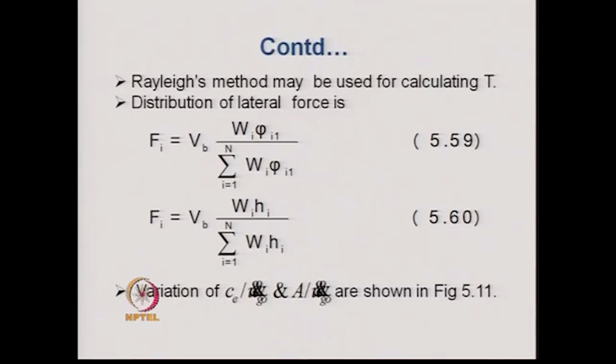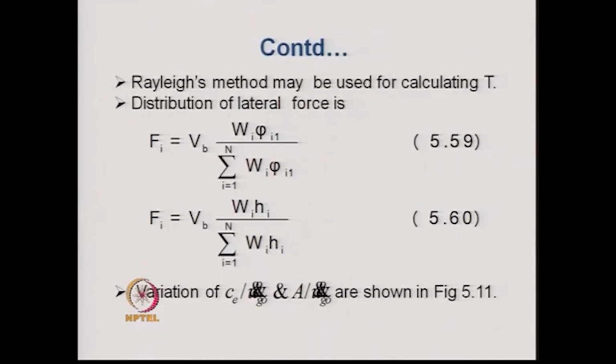Distribution of the lateral force follows the same pattern as the National Building Code of Canada, that is Hi having a power of unity, that is K is equal to 1. Now, in this case, either one can use the second formula, which is Wi into Hi, a height dependent variation, or one can use the first equation also, where phi i1 etc. depends upon the mode shape coefficient in the first mode. 1 indicates the first mode, i indicates the floor. So, either of these formulas can be used for obtaining the value of Fi at different story levels.